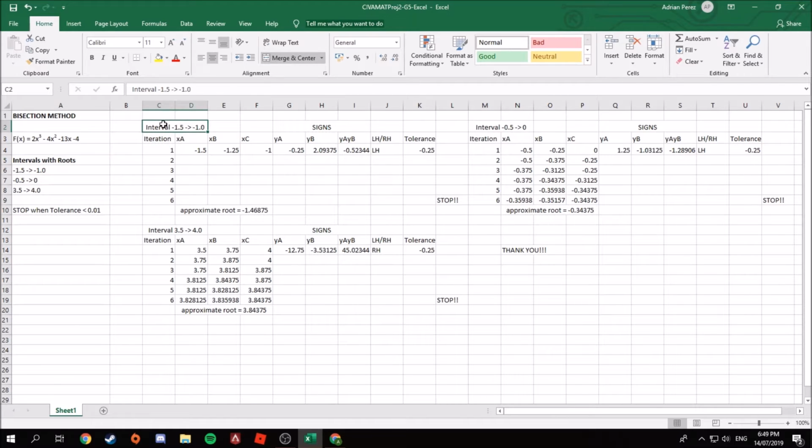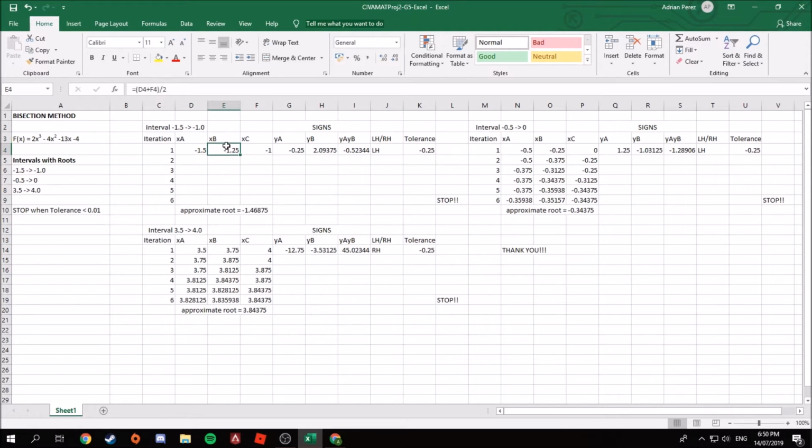As we can see here, we have the first iteration, wherein the values of xa and xc are the extreme ends of the interval, and xb is the midpoint of xa and xc. Then, we obtain ya and yb by directly substituting the values of xa and xb into the equation. Then, we obtain yb specifically for its sign to help us determine which part of the interval to use, whether the left hand or the right hand part.